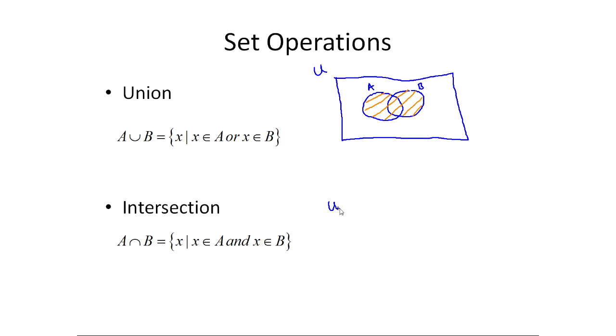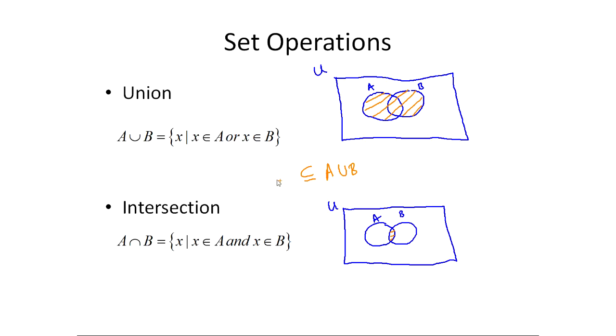So for the intersection, here's my universal set. Here's my A, here's my B. The intersection, again, only what is shared, so only the overlap of the two sets. So in this case, it'd be just that little piece. By the way, with observation here, you should be able to notice that A union B contains the intersection. So the intersection is inside of the union. Right? So you can see this piece is inside of that piece. Just a quick observation there.